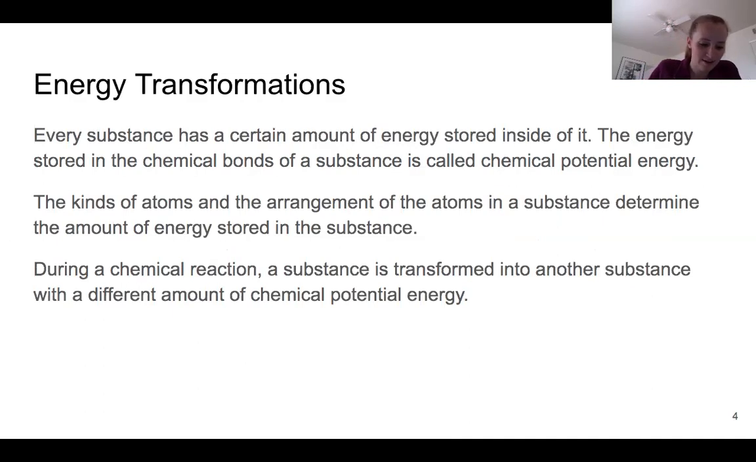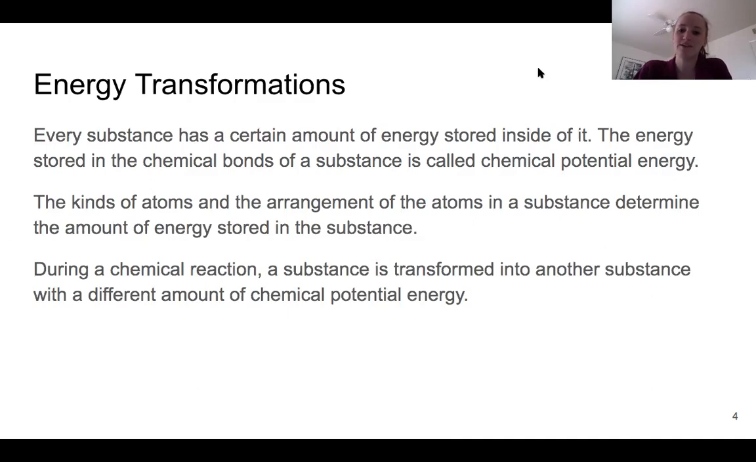We have numbers 5 through 7 up here. First thing we're going to talk about is chemical potential energy. I'm sure you have heard of potential energy before. It's the potential to do something. It's the energy being stored. I always think of it as having potential to do work or to release energy or heat or something. Every single substance has some amount of energy stored inside of it.